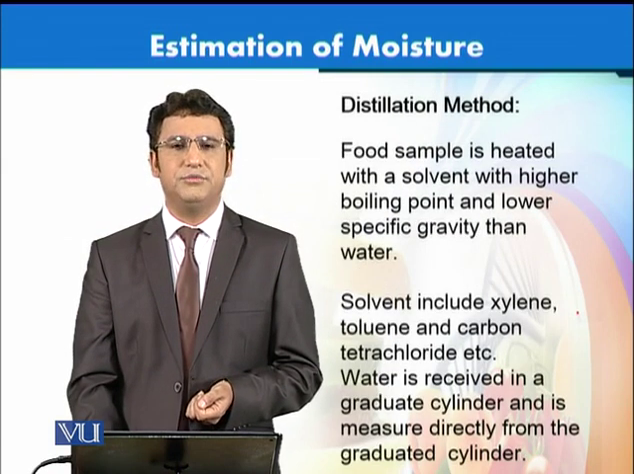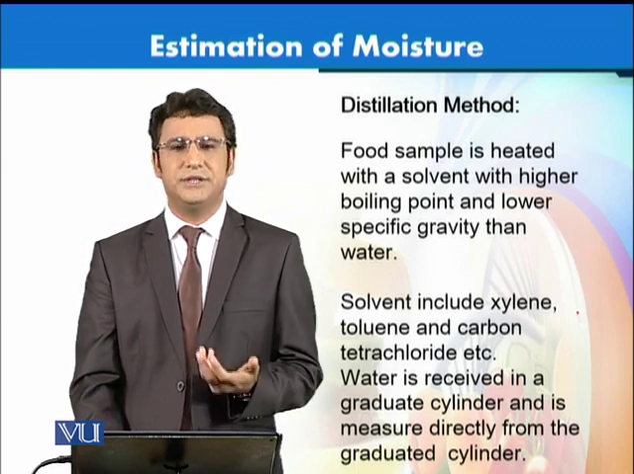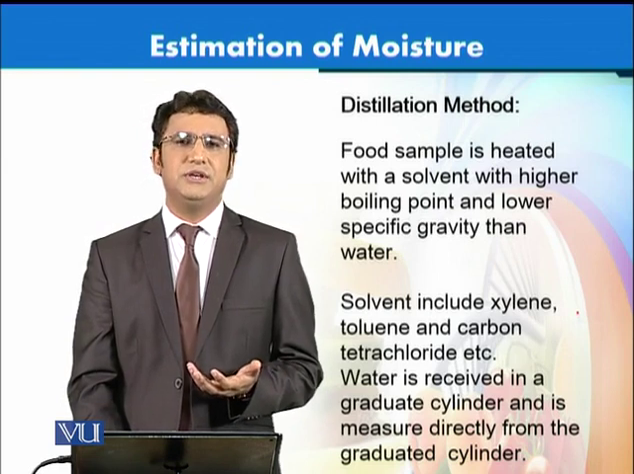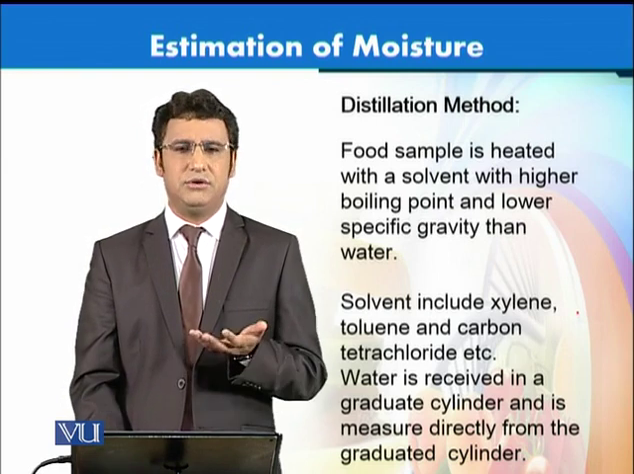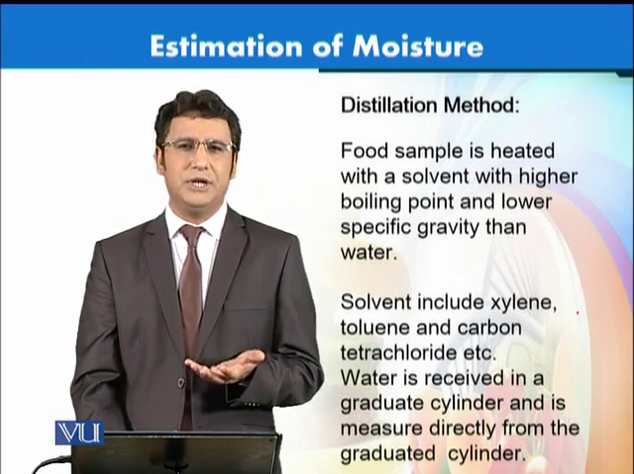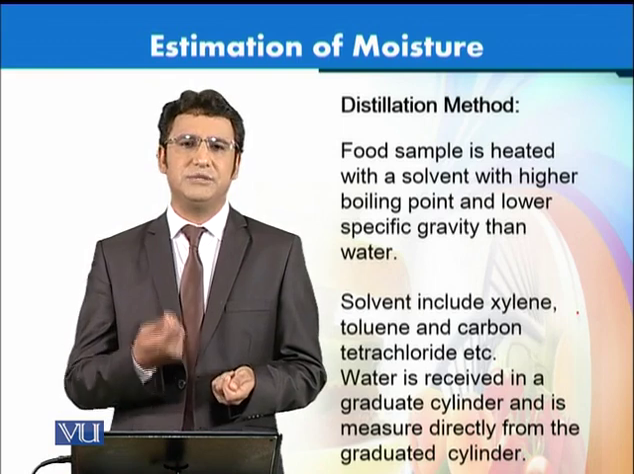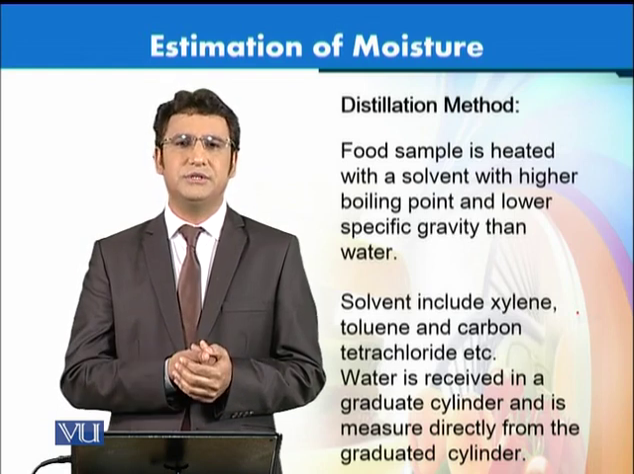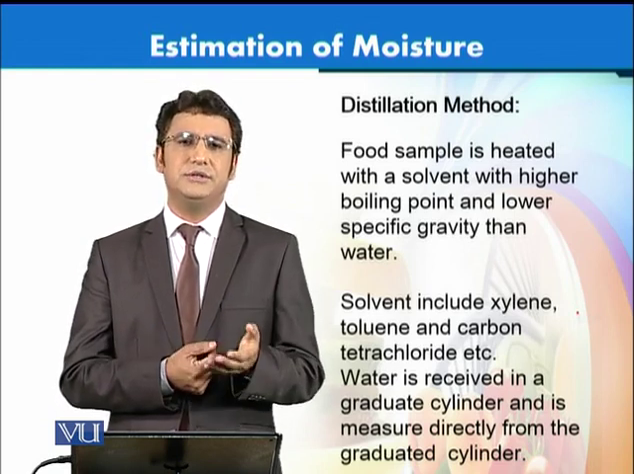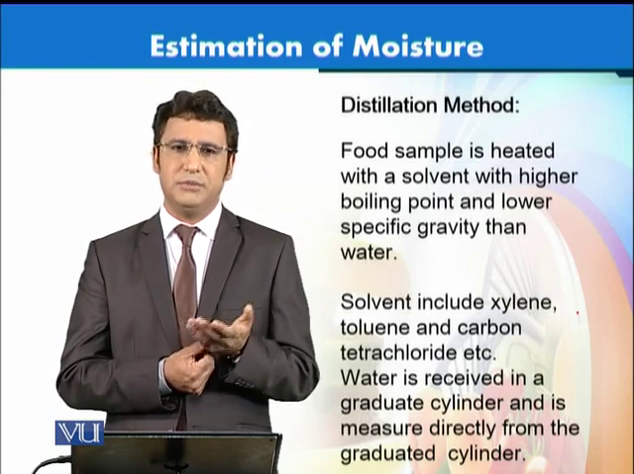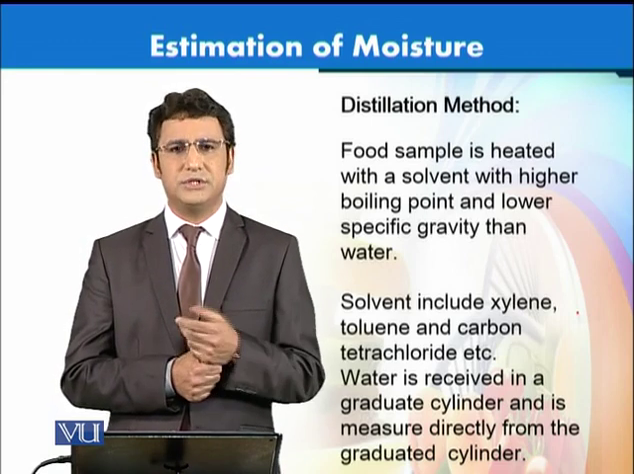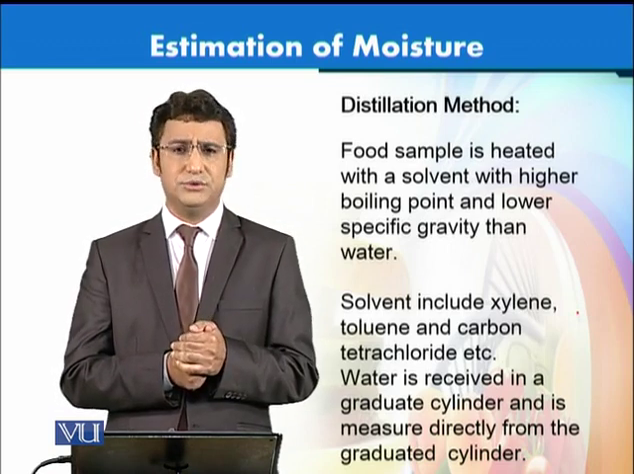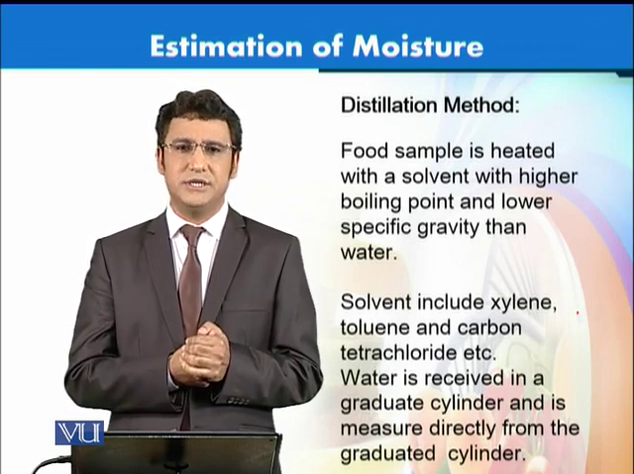Now, another method of measuring the moisture content is the distillation method. We use this method because some foods, like milk, have a very high amount of moisture, and it would be quite difficult to remove all the moisture by the oven method. If we dry the milk to the extent where we remove all the moisture, there would be degradation of other components of the milk, or of any other fruit juice or liquid food sample. That is why we use a different method, called the distillation method.